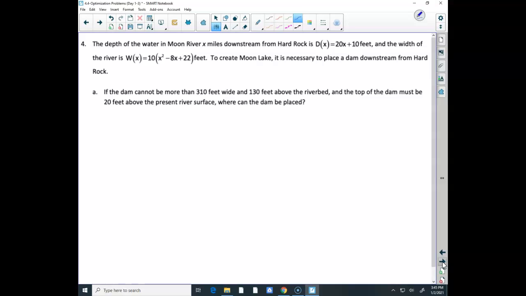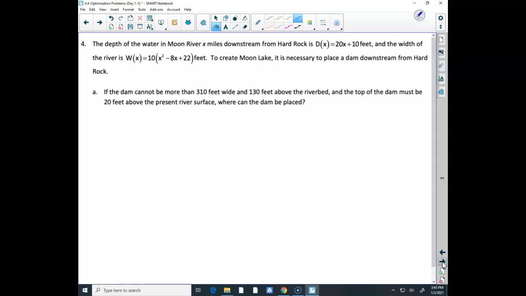To create Moon Lake, it's necessary to place a dam downstream from Hard Rock. If the dam cannot be more than 310 feet wide and 130 feet above the riverbed, and the top of the dam must be 20 feet above the present river surface, where can the dam be placed?